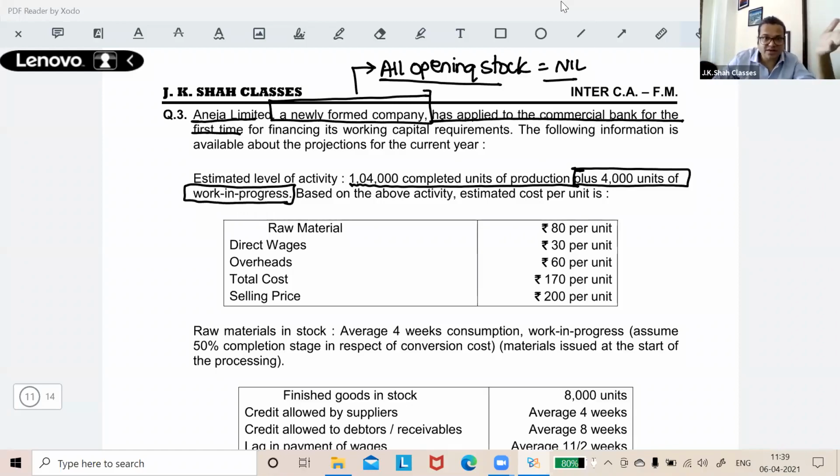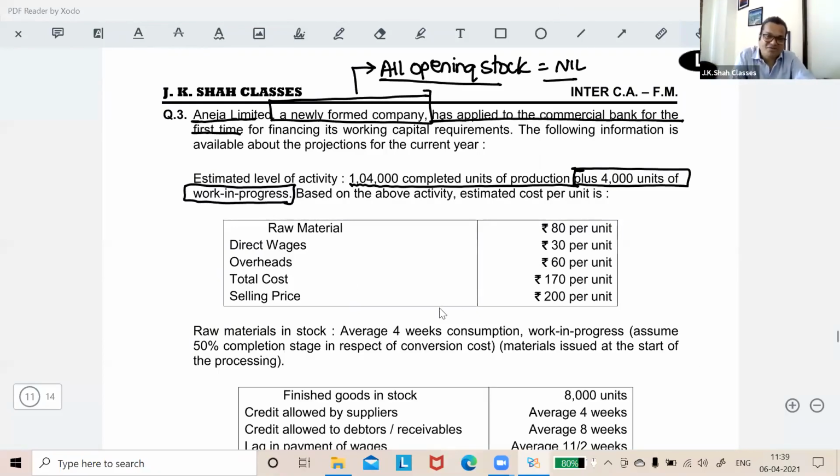You understood what I said? 1,04,000 are completed units of production, and 4,000 you expect to move around in WIP. So I will put 1,08,000 inside my machine. 1,04,000 have come out, and 4,000 are still lying over here in the machine. Do you understand? Right? Okay.